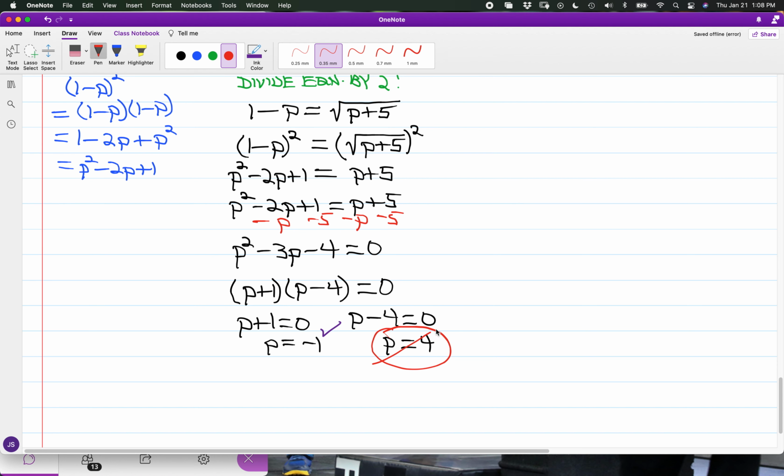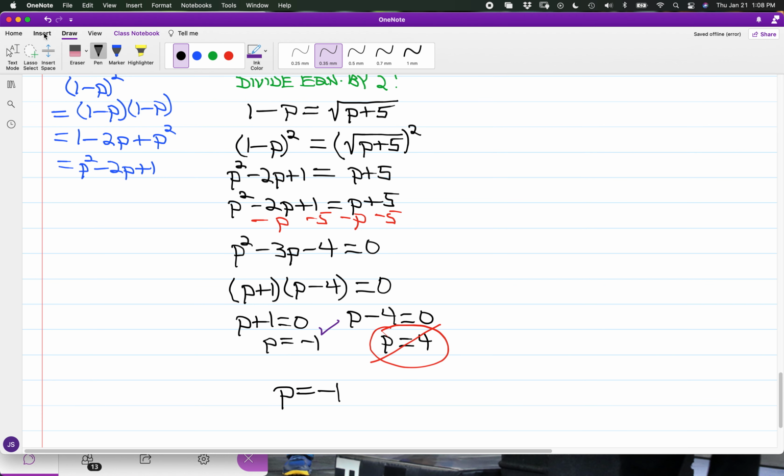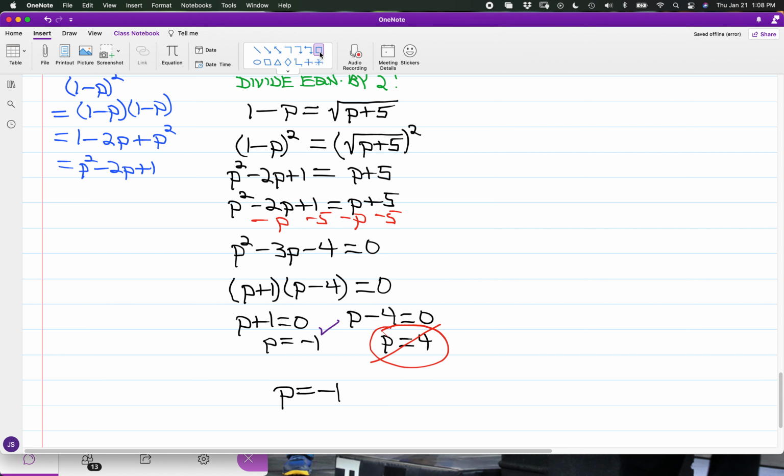So this does not check out. And so in the case of p itself, there is only one solution, and that is going to be negative 1. Okay, so you have p is equal to negative 1, right?